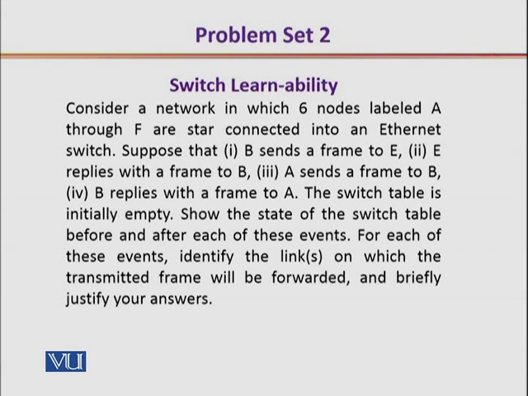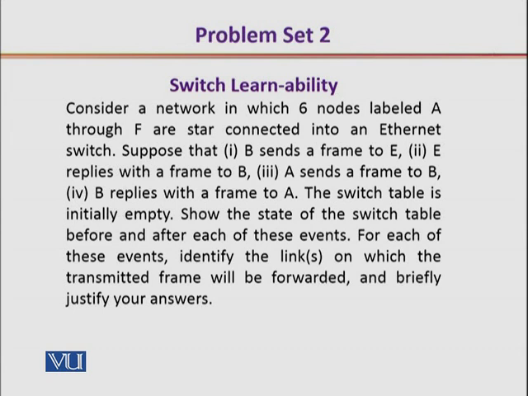Let's see what is the impact of learning MAC addresses at the switch port through this numerical. Consider a network in which there are 6 computers labeled A, B, C, D, E, and F, and they're all connected to a switch in a star configuration. If you assume that B sends a frame to E and E replies with a frame to B, for instance, through an acknowledgement frame.